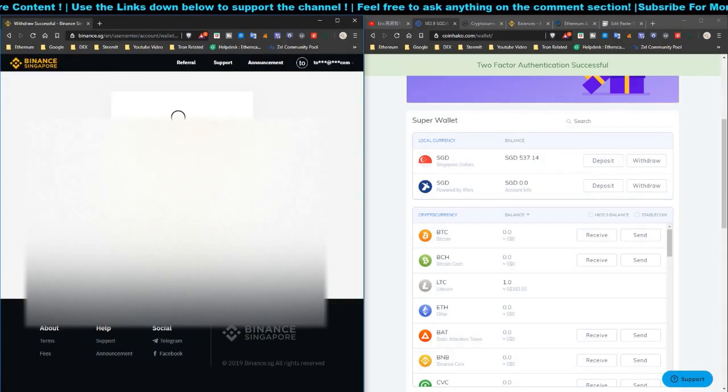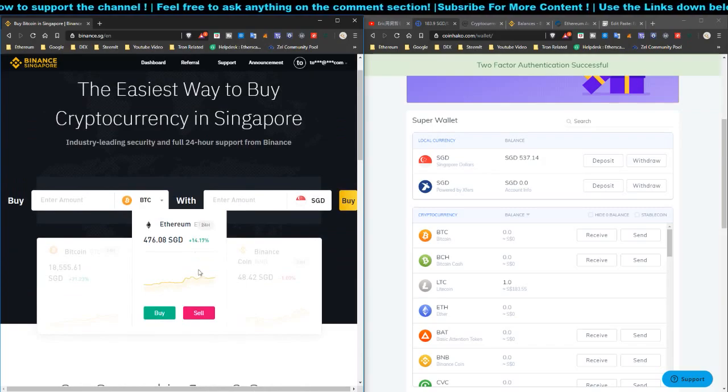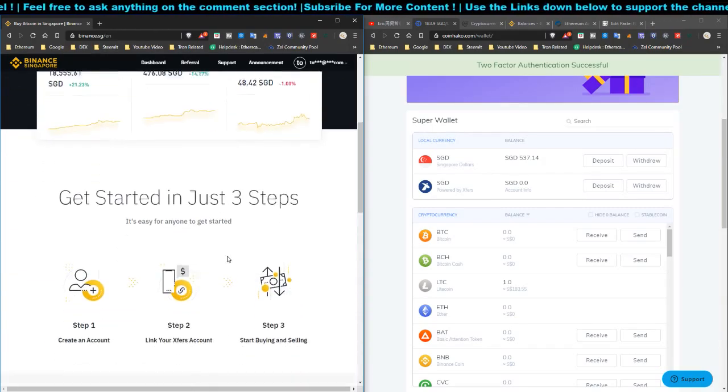Alright, so it's over here. Click on this and you're able to check your transaction. It has already been sent to my Xfer. So it's quite easy. It is a legit entry point for you if you are interested in buying crypto whatsoever.